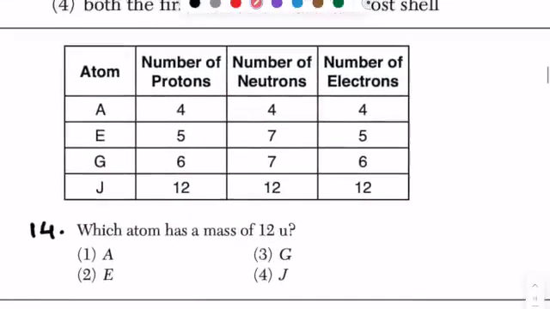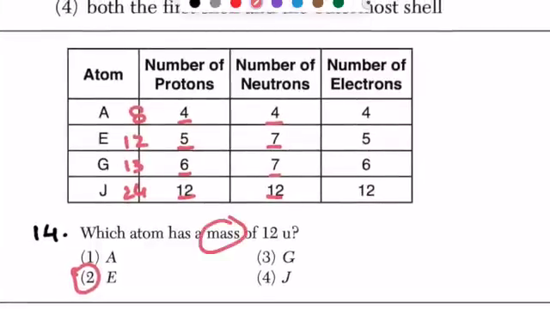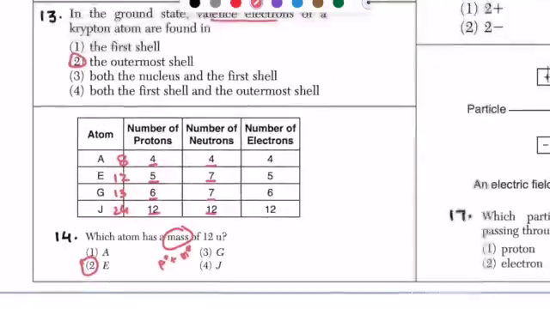Which atom has a mass of 12 atomic mass units? We are looking for something where when we add the number of protons and neutrons, we get 12. For A, when you add protons and neutrons, you get 8. For E, when you add protons and neutrons, you get 12. For G, when you add 6 and 7, you get 13. And for J, you get about 24. So your answer to this question will be E, because once again, remember, mass is the number of protons plus the number of neutrons.